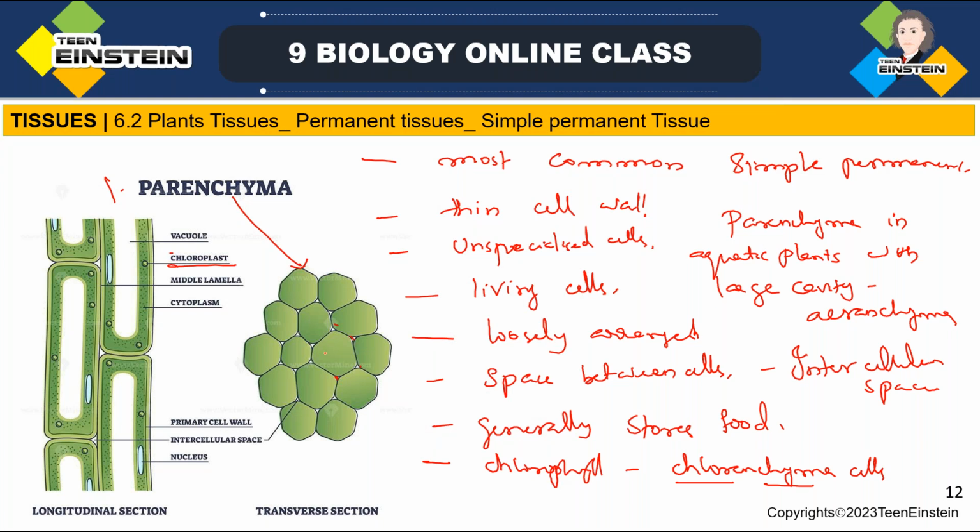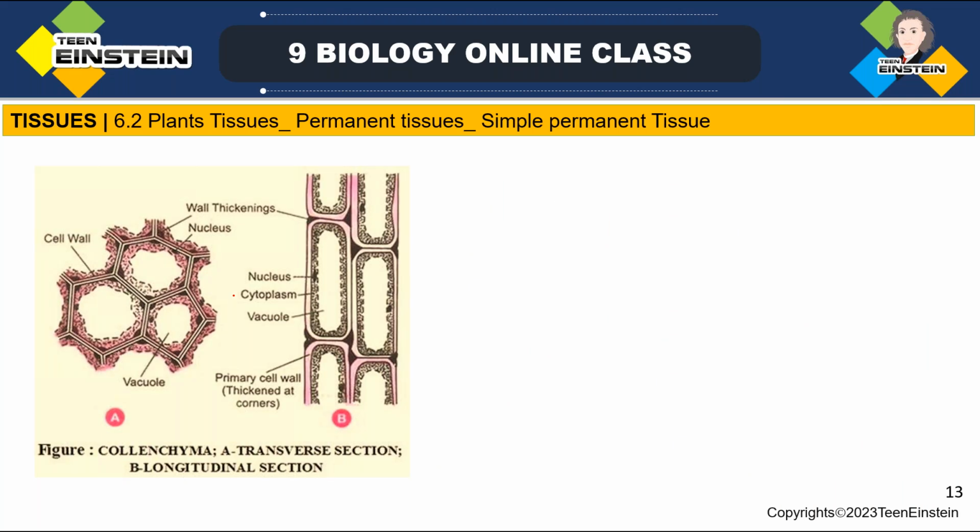So this figure you need to learn. You need to mark vacuole, chloroplast, then the cell wall, cytoplasm, then here intercellular space. See the intercellular space you need to mark, and nucleus, then the thin cell wall, everything you can mark and show.